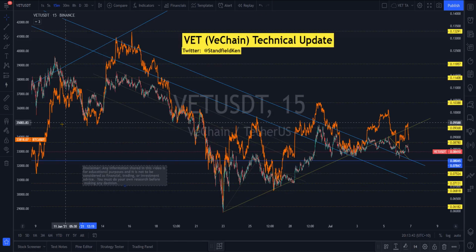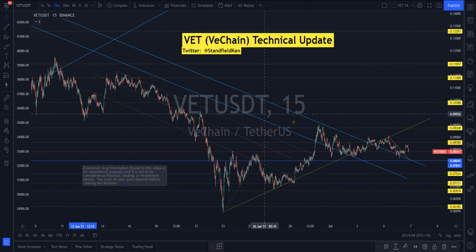Let's have a look at VeChain. You notice Bitcoin's fingerprint playing out on VET. Look, it's magic. Maybe not magic, maybe something else, but it is always playing out. Always keep that in mind.